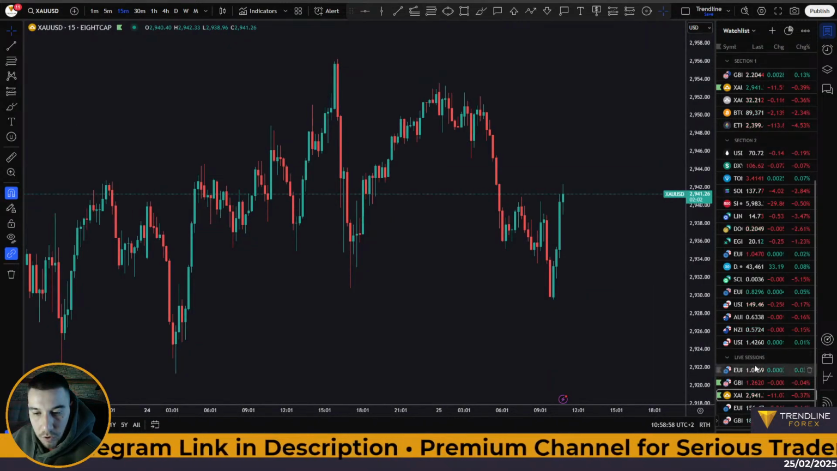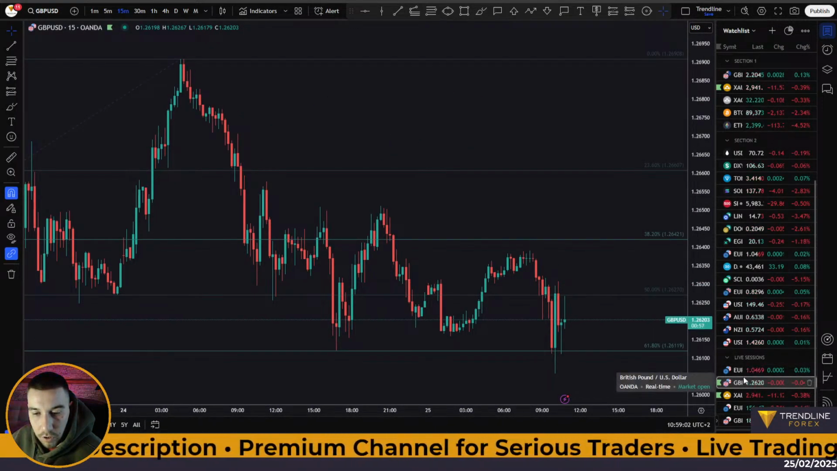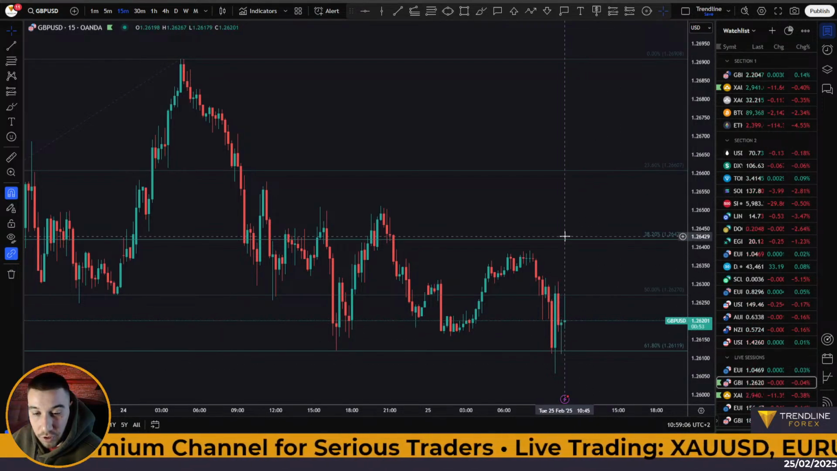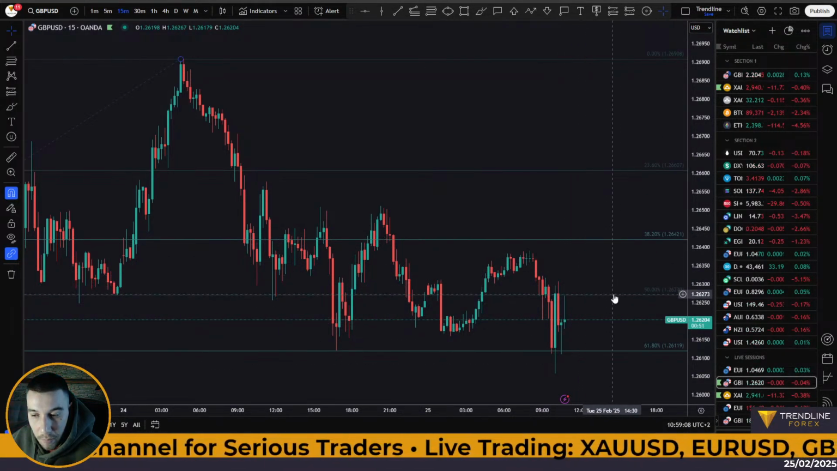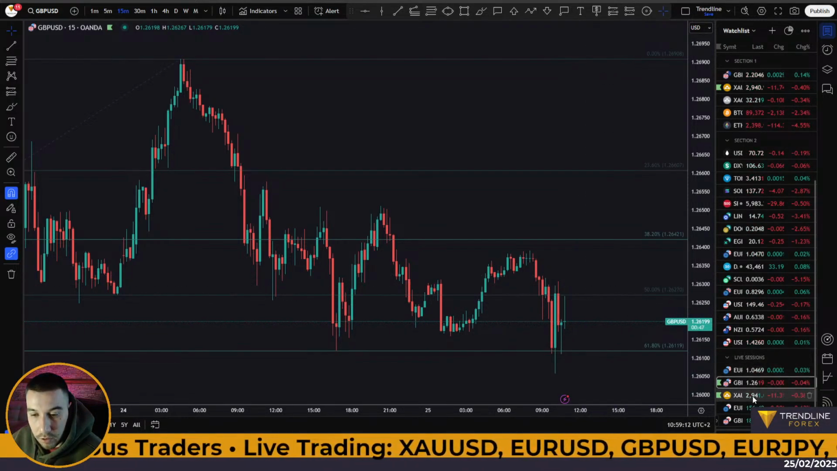All right, nice move on gold. Not much going on here on the rest of the pairs. Pound dollar still has a potential to continue higher. But obviously we need to see more price action. We need to see more momentum coming in.